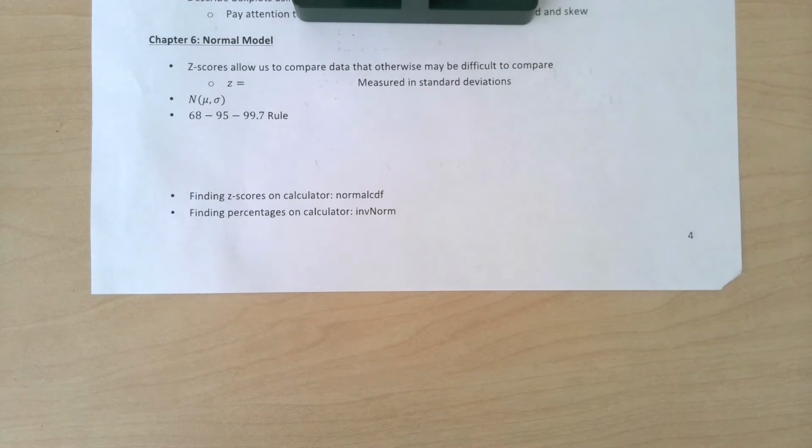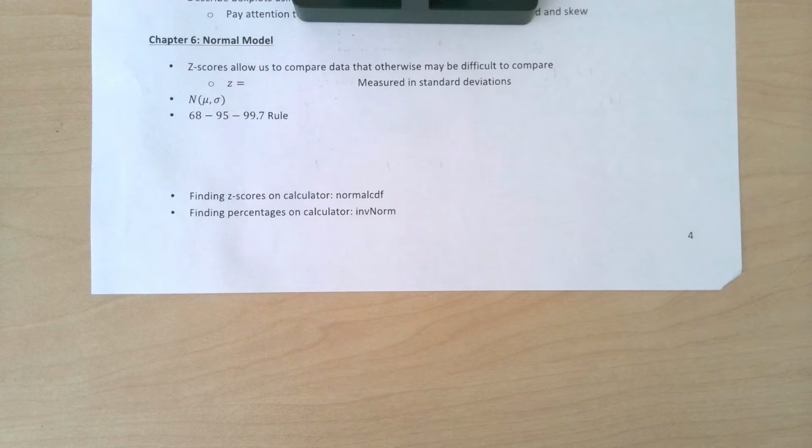And the last part of outcome 1 looked at the normal model. This should be quite easy for us now that we've been using this normal model pretty much all the time. So first thing we looked at with normal models were z-scores. Z-scores are really nice because they allow us to compare data that's otherwise very difficult to compare.